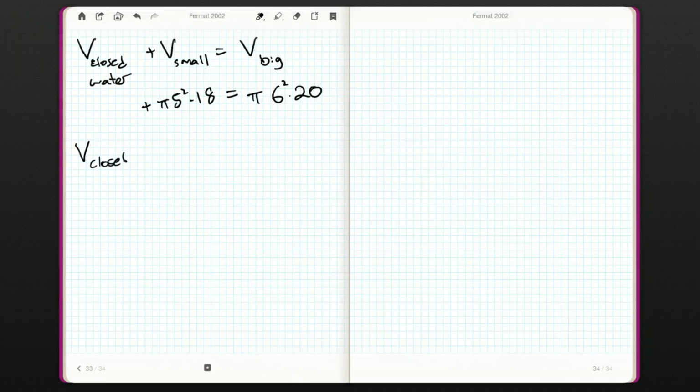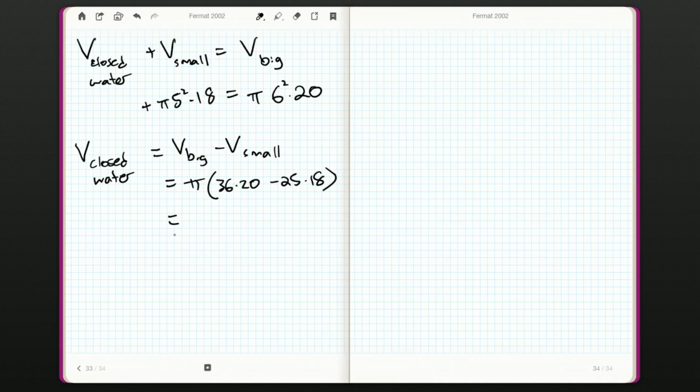So the volume of our closed water, the water that will never escape the system anymore, if we rearrange this equation, is V big minus V small. And we'll take out a factor of pi. It'll be 36 times 20 minus 25 times 18. And we can grab our calculators.